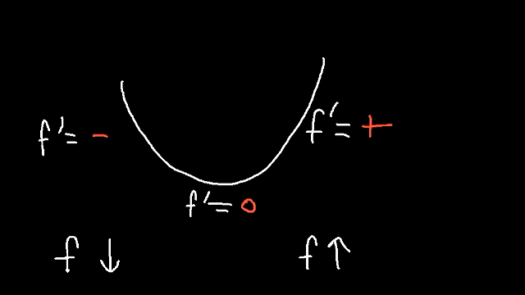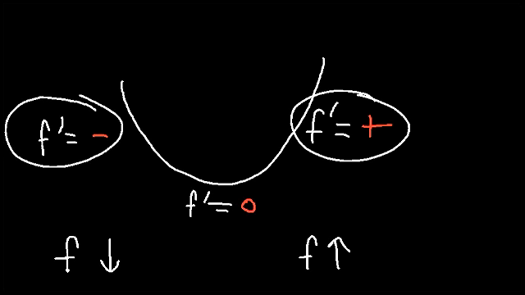So if the derivative changes from negative to positive as you move from left to right, then at this point what we have is a local minimum. So that's the main idea behind the first derivative test. The next thing you need to know is how to identify critical numbers.